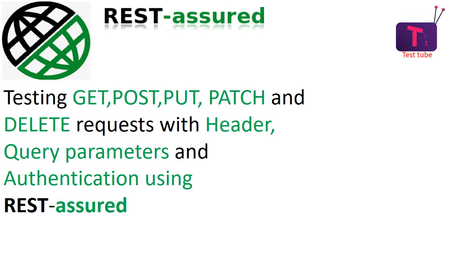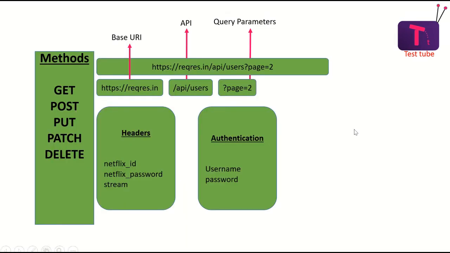In this video we are going to see how we create different API requests with header, query parameters and authentication using REST Assured. Before we see how to handle headers, authentication and query parameters in REST Assured, let us first understand the structure of an API. Here is a sample structure of an API, and I have split it into different parts, and I'll explain what each part means.